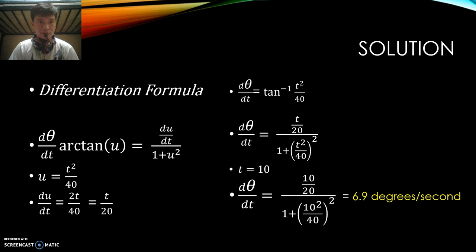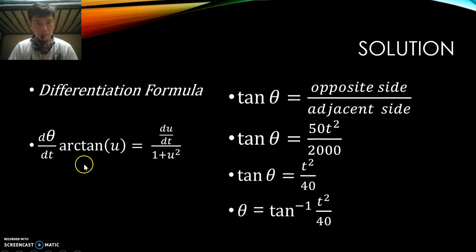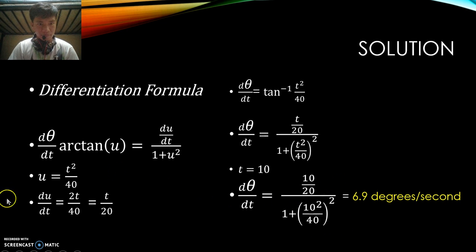By the way, the term differentiation is defined as the process of using the derivative. First, let us define what u is. Our u in this problem is t² over 40. Then we get the derivative of u. Our constant here is 1 over 40, then the variable is t², so we apply the power rule. It will become 2t over 40. If we simplify it, it will become t over 20.